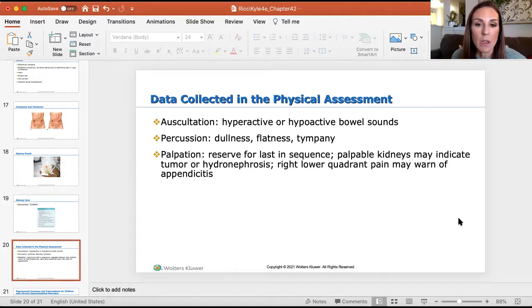For percussion, we're trying to feel if there's dullness, if there's tympany, if there's distension, if it echoes whenever you beat on it, kind of like a drum. That's what tympany is. Does it sound like it's hollow? Is it flat? Is it dull? Meaning when you press on it, it doesn't really make a sound. And then palpation we want to do last. When we palpate, we know that if there's right lower quadrant pain, it could be appendicitis.